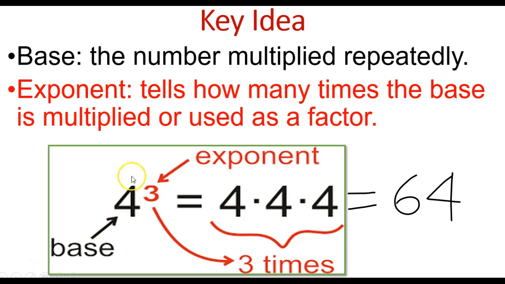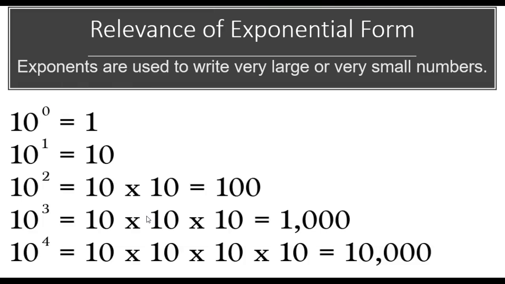So this is in exponential form. It is read 4 to the third power. It's written 4 times 4 times 4. This is the factored form, it is in factors. And then this is the standard form, the normal way of writing the number. So these 3 expressions are equal, they are equivalent.